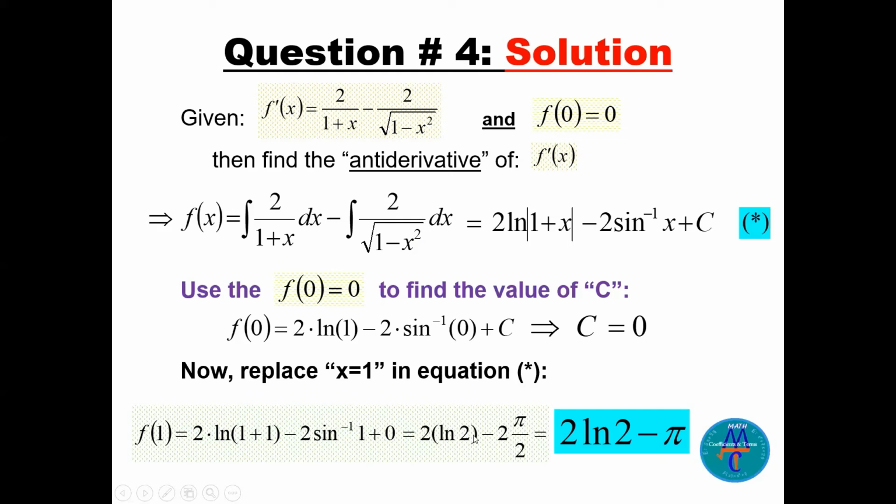So 2 ln of 2. Inverse sine of 1 will be pi over 2, and there is a 2 there, so it will be cancelled. So 2 ln of 2 minus pi. This is the value of f of 1.